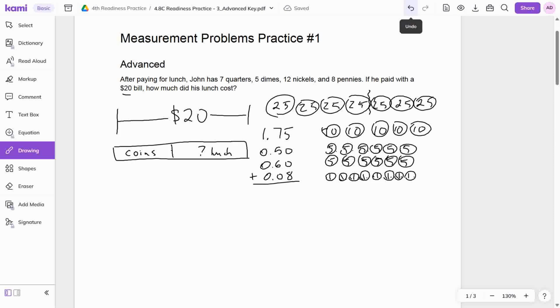All right, so now let's add up to see how much change we have left. So the 5 and the 8 is going to give me 13 pennies. And rename 10 pennies as a dime. So I have got 1 and 7 make 8. And then I've got 5 and 6 make 11. So 8 and 11 is going to make 19. Bring my decimal down. All right, so $2.93 is how much I have left.